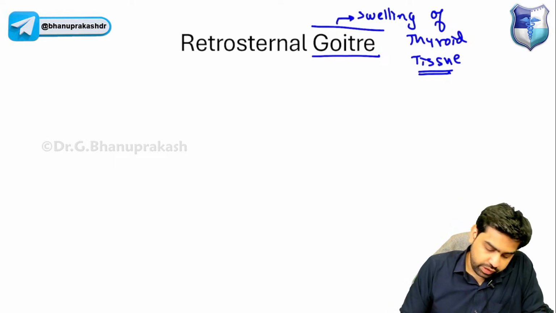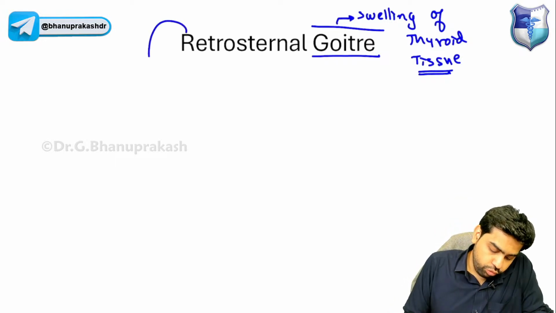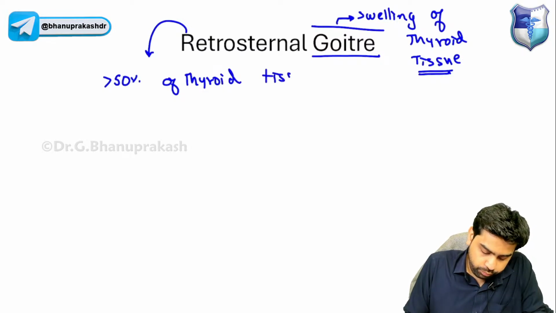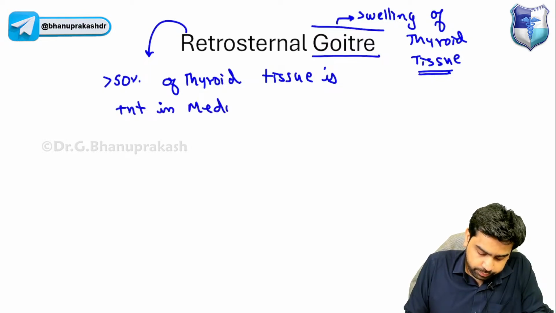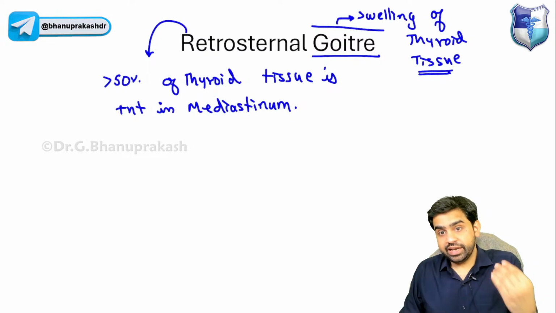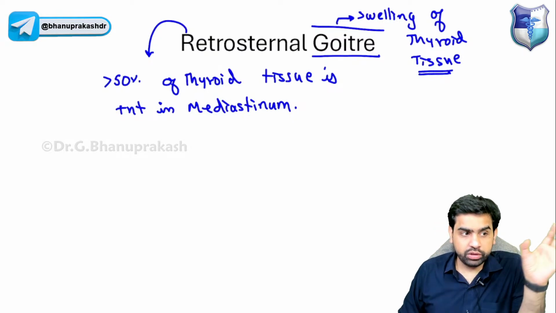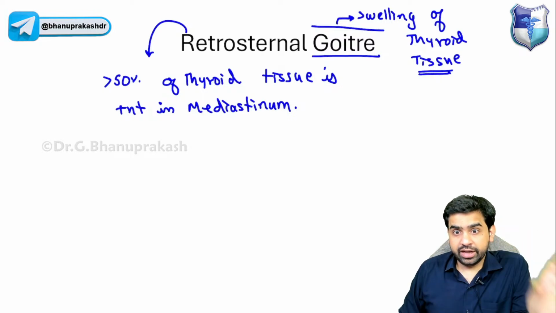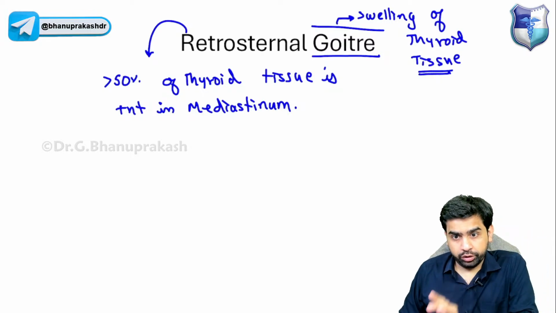We say that if more than 50% of the thyroid tissue is present in the mediastinum, we are dealing with a retrosternal goiter. If more than 50% of the thyroid tissue is present inside the mediastinum, that is what is referred to as your retrosternal goiter.